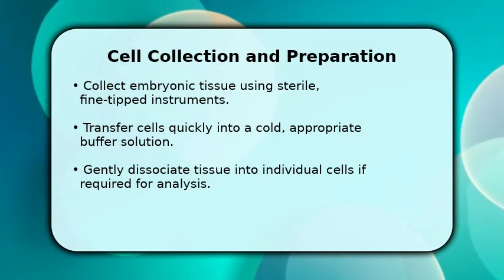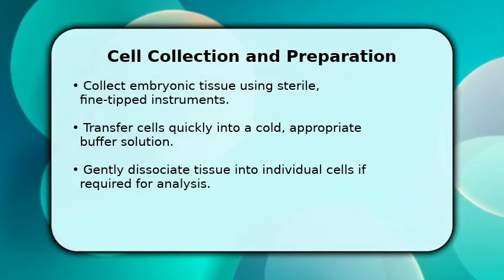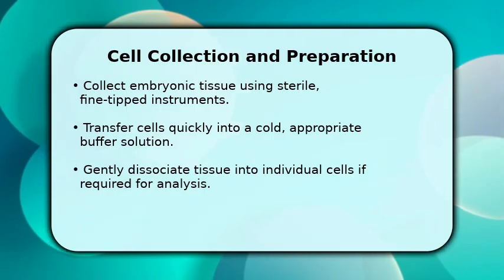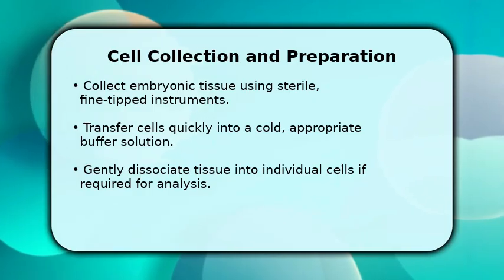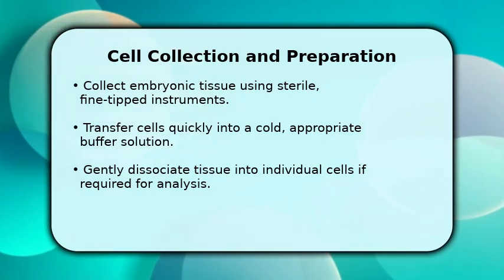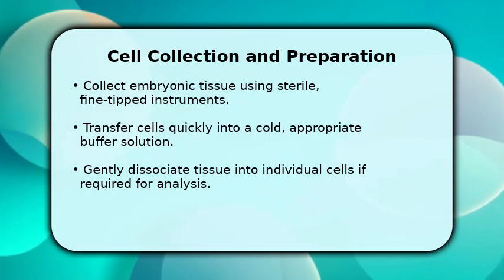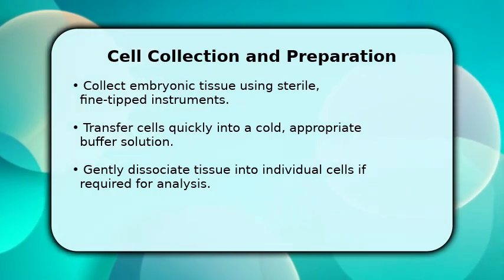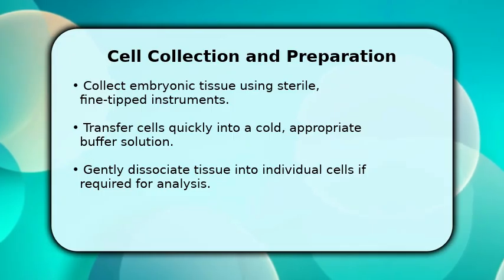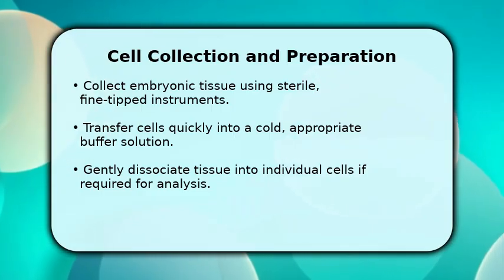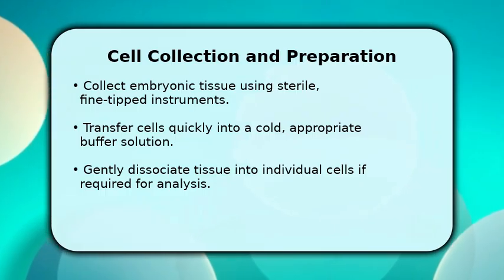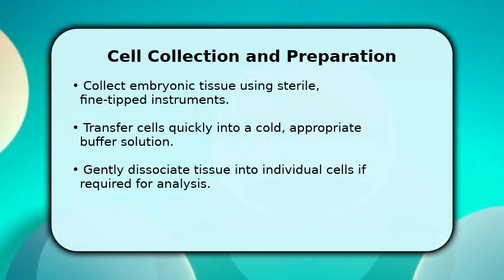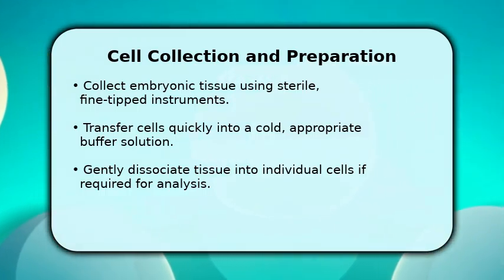After careful collection, transfer the embryonic cells into a cold buffer solution, ideally at 4 degrees Celsius, to slow down metabolic processes. If your research requires individual cells, gently dissociate the tissue using enzymatic or mechanical methods. This step is critical for obtaining a uniform cell suspension, which is essential for many downstream applications. Always work quickly to minimize the time cells spend outside their optimal environment.